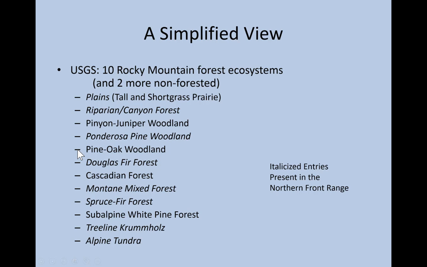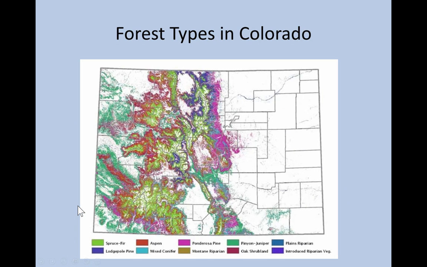Now, many of these aren't really present in the northern Front Range of Colorado. I've italicized the ones that are. And this all of a sudden seems like a whole lot more to memorize, and it gets even more complex if we map it out. These being those 10 communities that I've italicized. Now, this looks maddeningly complex, but when you look at it a little bit more closely, you can start to see that there's some pattern to all of this.